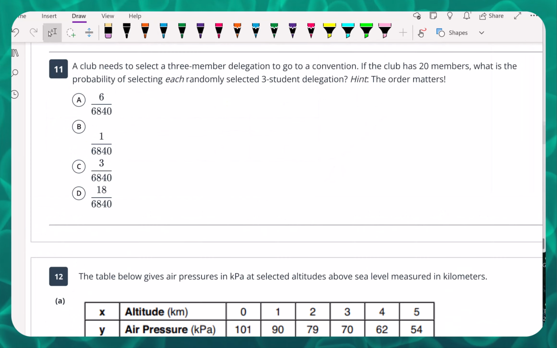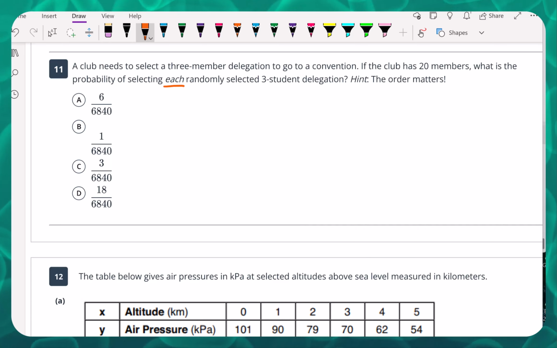Question number 11 says a club needs to select a 3-member delegation to go to a convention. The club has 20 members. What is the probability of selecting each randomly selected 3-student delegation? There is a hint in here, the order matters. A lot of times when we were in class, we would say we're just picking a group. The reason why the order matters in this one is because it's saying each randomly selected 3 student. So apparently it does matter.